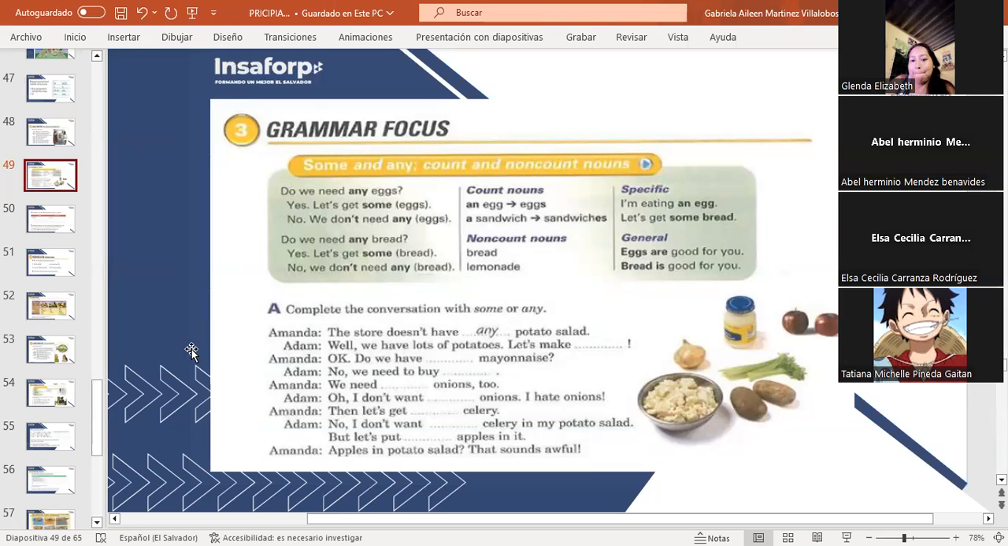What else? Water. Milk. Cheese, meat. No estoy hablando de verbos. Soda. Sodas, all the liquids, okay? Soda, water, tea, chocolate, coffee, uncountable. Bread, milk, cheese, cream, rice, beans, mayonnaise, ketchup, mustard. That's uncountable. Eso no se puede contar, okay? All right. Lemonade, orange juice.